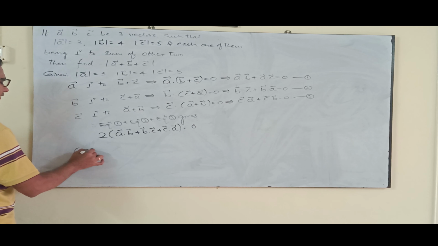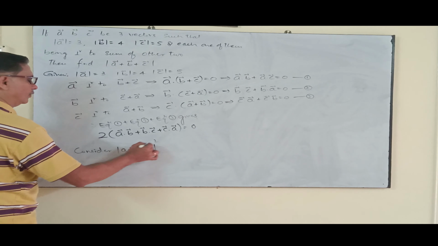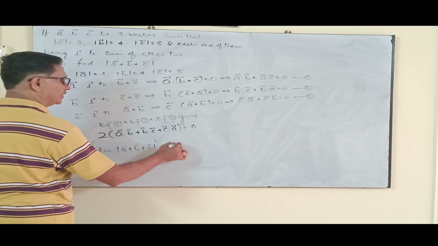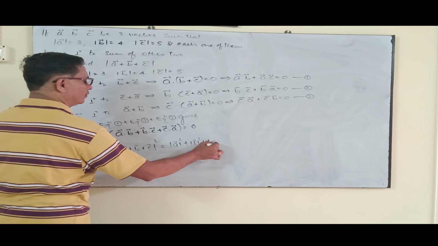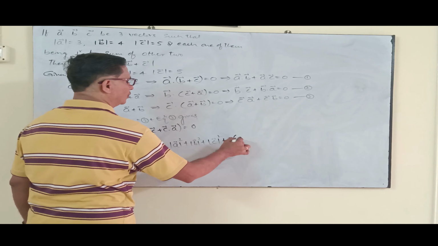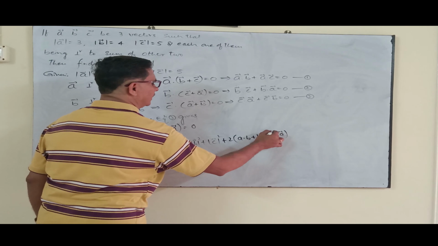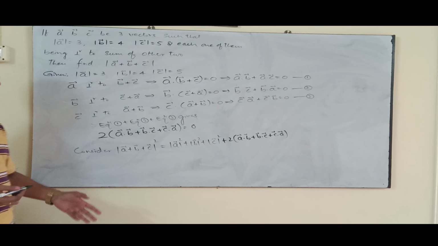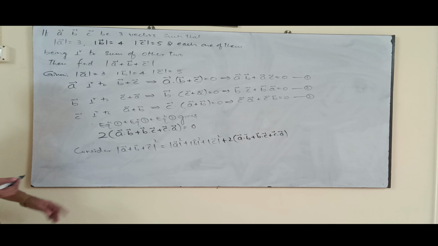Now consider the magnitude of A plus B plus C whole square. Squaring, what is the formula? Magnitude of A to the power of 2, usual expansion, plus magnitude of B to the power of 2 plus magnitude of C to the power of 2, plus 2 times (A dot B plus B dot C plus C dot A). As you know, the A plus B plus C whole square formula is A square plus B square plus C square plus 2AB plus 2BC plus 2CA, 2 common, A dot B plus B dot C plus C dot A.